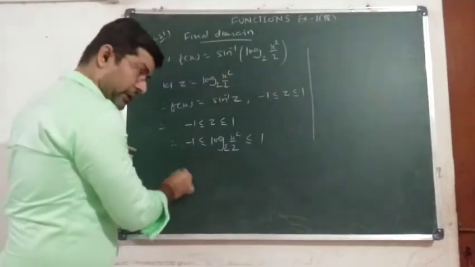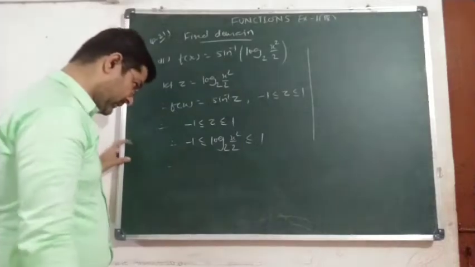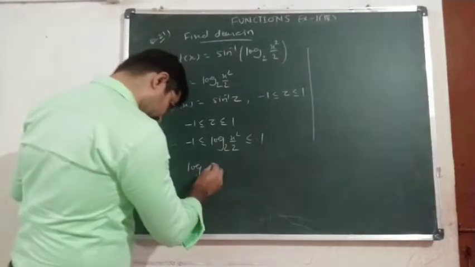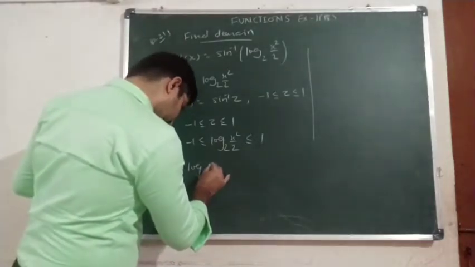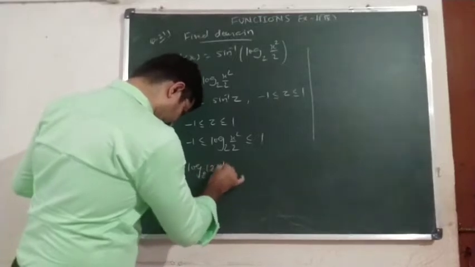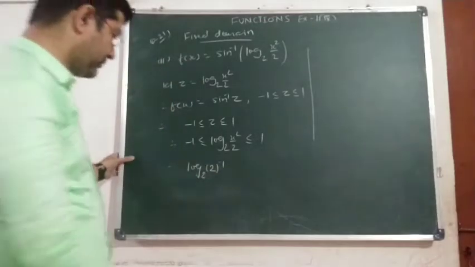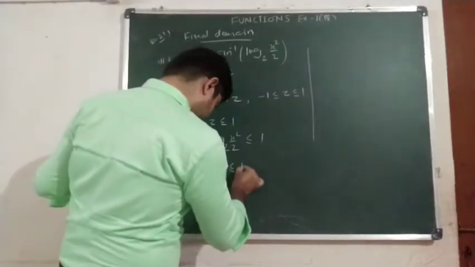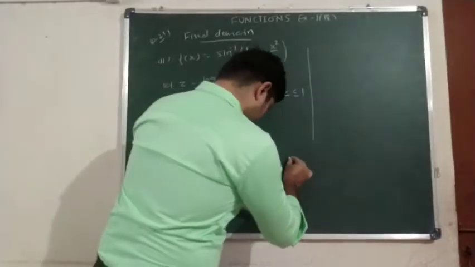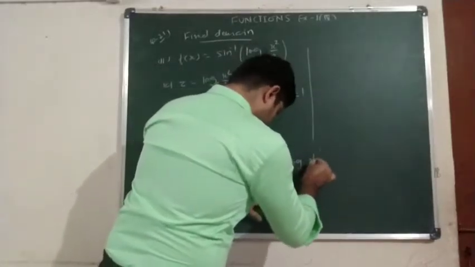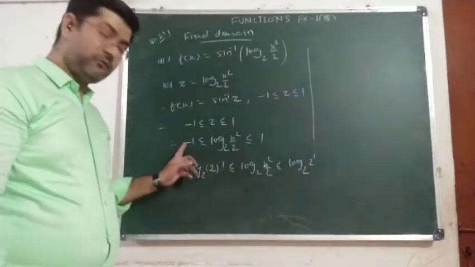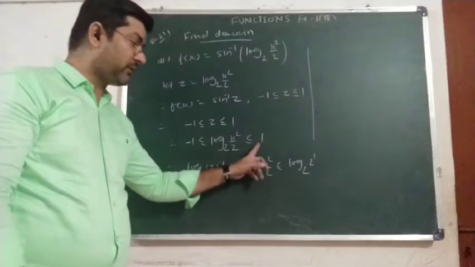Okay, now -1 and 1 also can be written in the log format as log 2 raised to -1 to the base 2, less than or equal to log x square by 2 to the base 2, and here we can write 1 as log 2 raised to 1 to the base 2. Clear? Because this on simplification will give -1 and this on simplification will give 1.